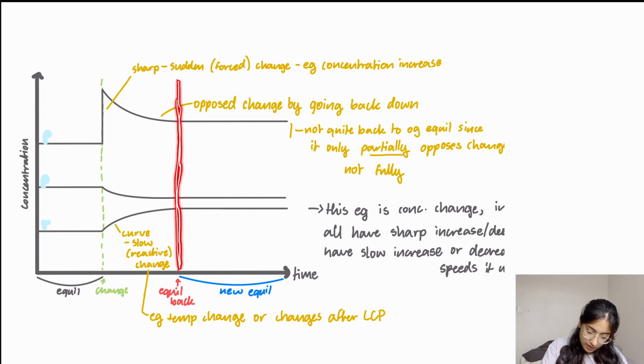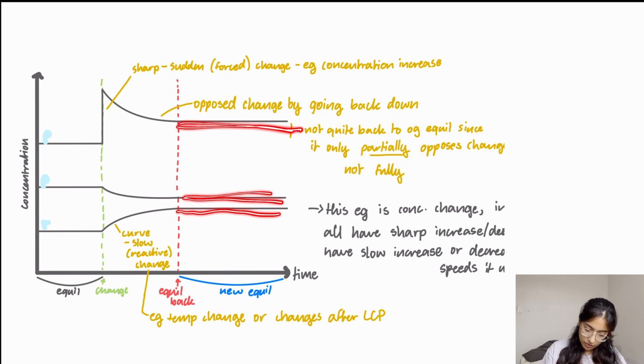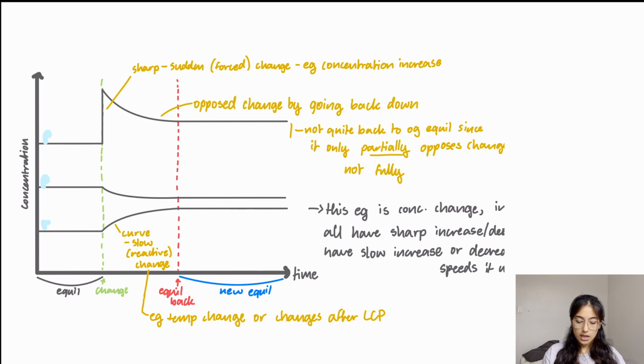And we can see that eventually, after this red line, we see that we've established a new equilibrium. So again, all of these lines are flat now. That means that the concentrations are stable, they're not changing. And so we've established a new equilibrium.